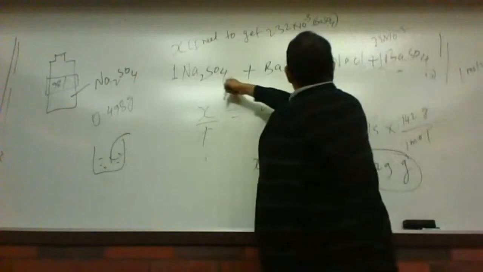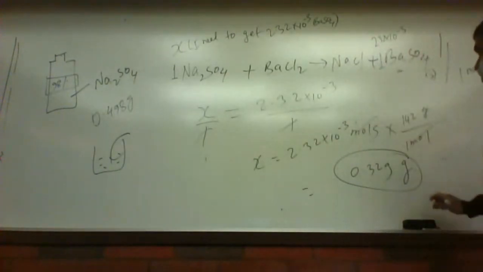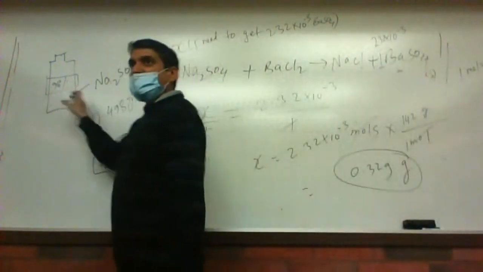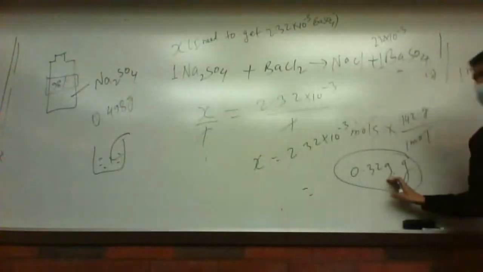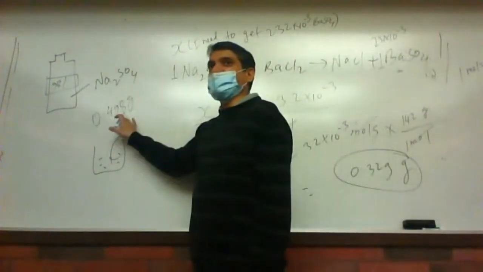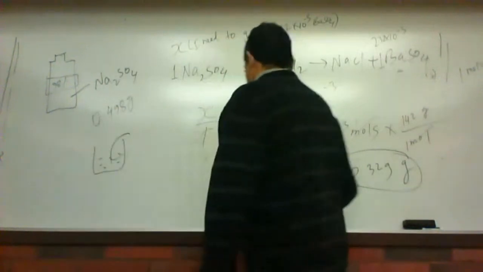0.329 gram of sodium sulfate is what I need if I produce this much pure barium sulfate. If this bottle was very pure, I would need that 0.329 gram, but not 0.498 gram. But this is impure, right? So what is the impurity? We need to calculate that.